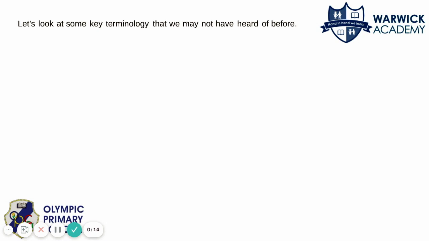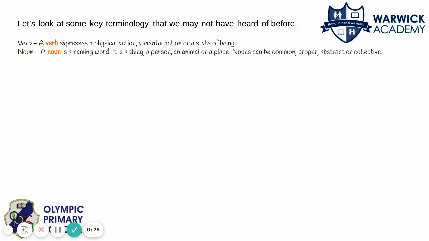Okay, let's have a look at some key terminology that we may not have heard of before. So a verb is something that expresses a physical action, a mental action, or a state of being. And a noun is a naming word. It's a thing, a person, an animal, or a place. And nouns can be common, proper, abstract, or collective.